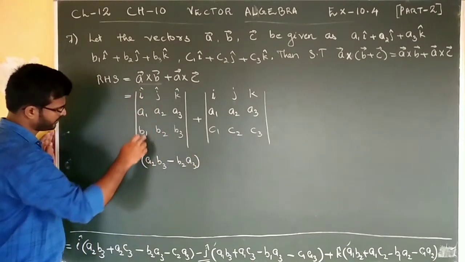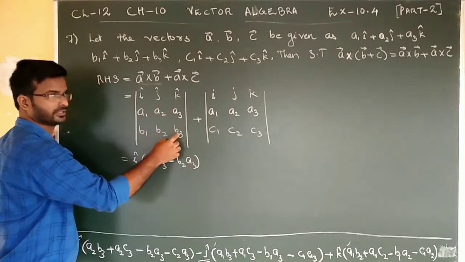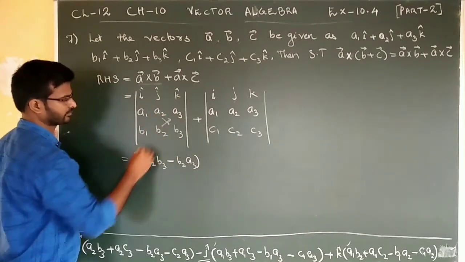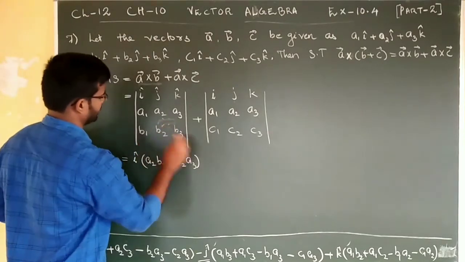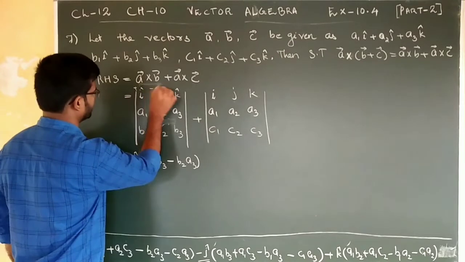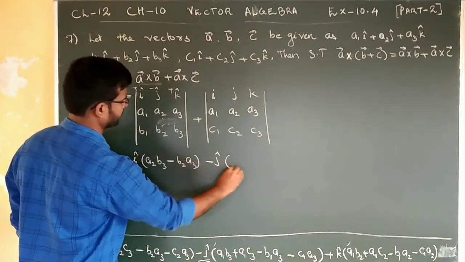First leave the first column, first row. Then the remaining part is only A2, A3, B2, B3, isn't it? Take the cross product. We will use minus in common. Next, plus, this is plus, next will be minus, next will be plus. Right, minus, this is minus J vector.